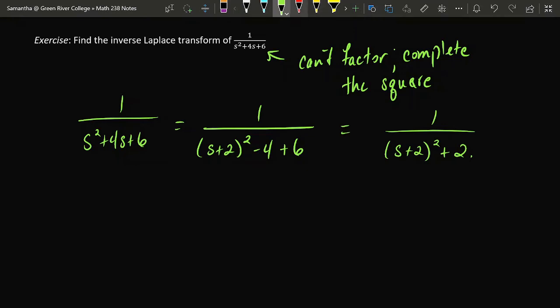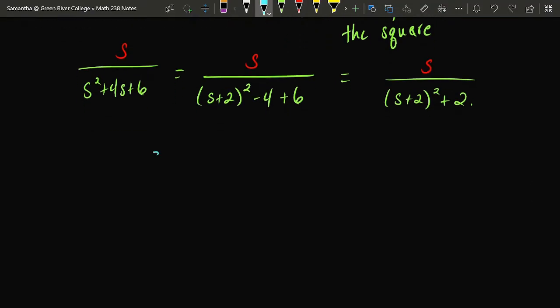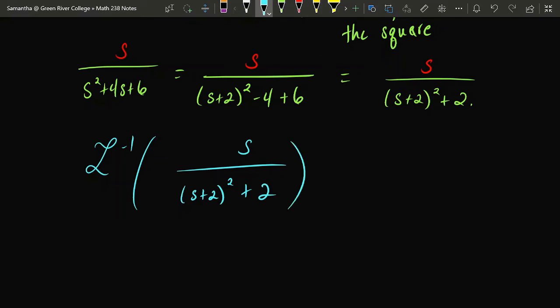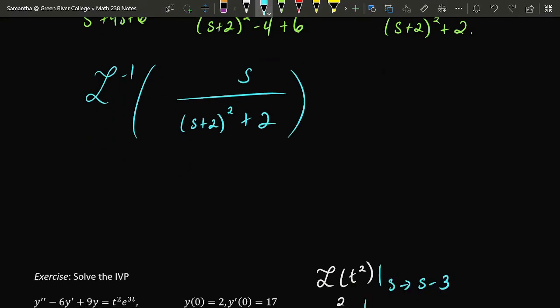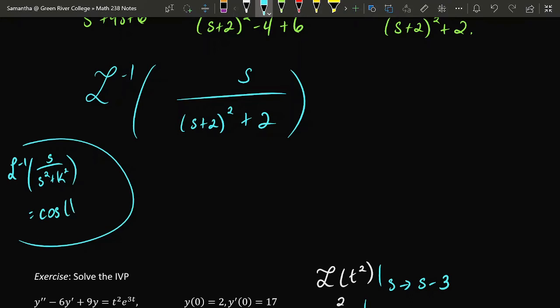Now actually, to make things more interesting, I want to do an emergency override of this problem. I'm actually going to go ahead and change this 1 in the numerator to an s, just to show you something else that's important to keep in mind. So now I'm going to try and find the inverse Laplace transform of s divided by s plus 2 quantity squared plus 2. And in my table, I have an entry which is similar to this one in format, which is the inverse of s over s squared plus number squared is equal to cosine of number times t.